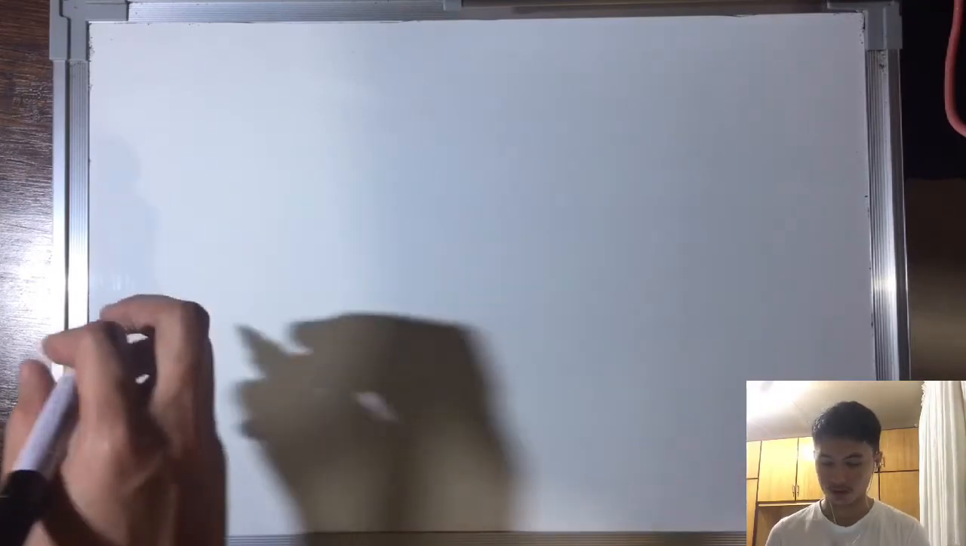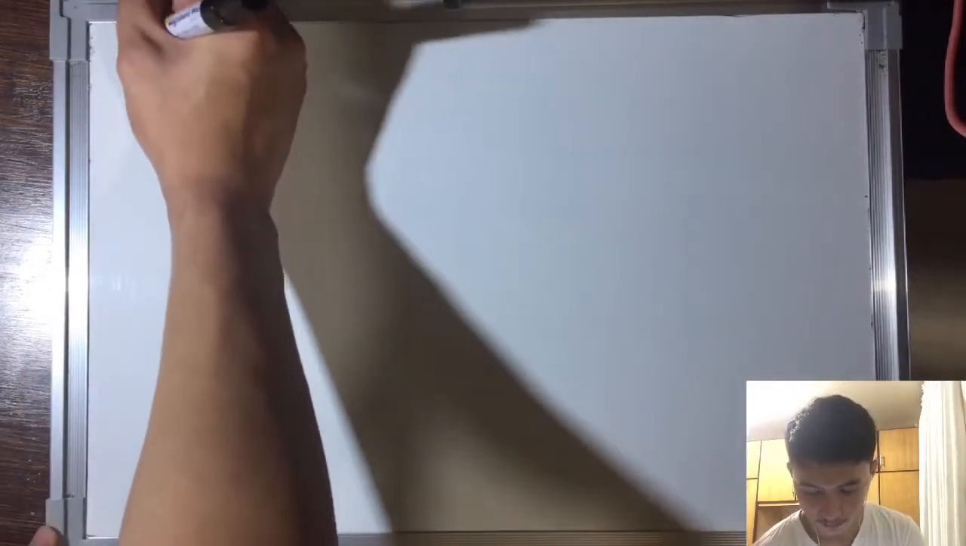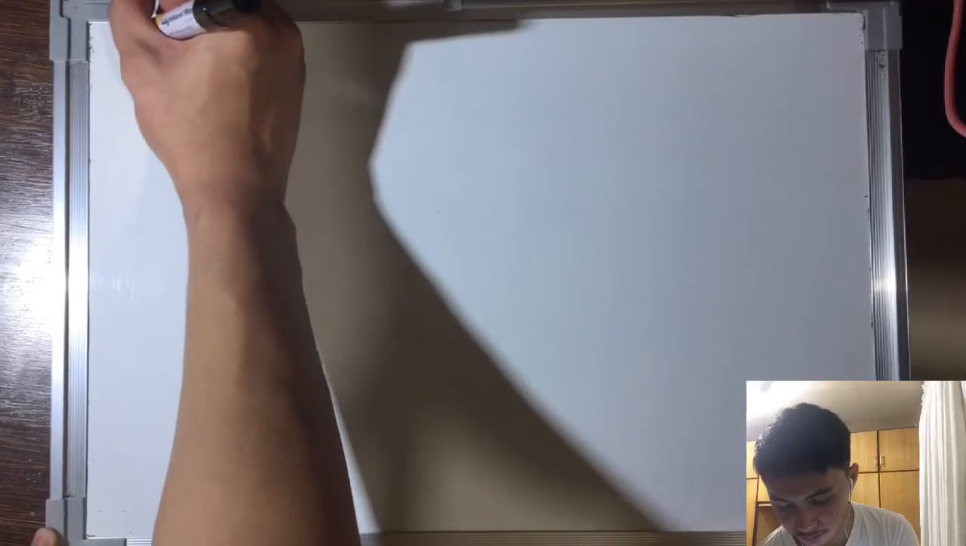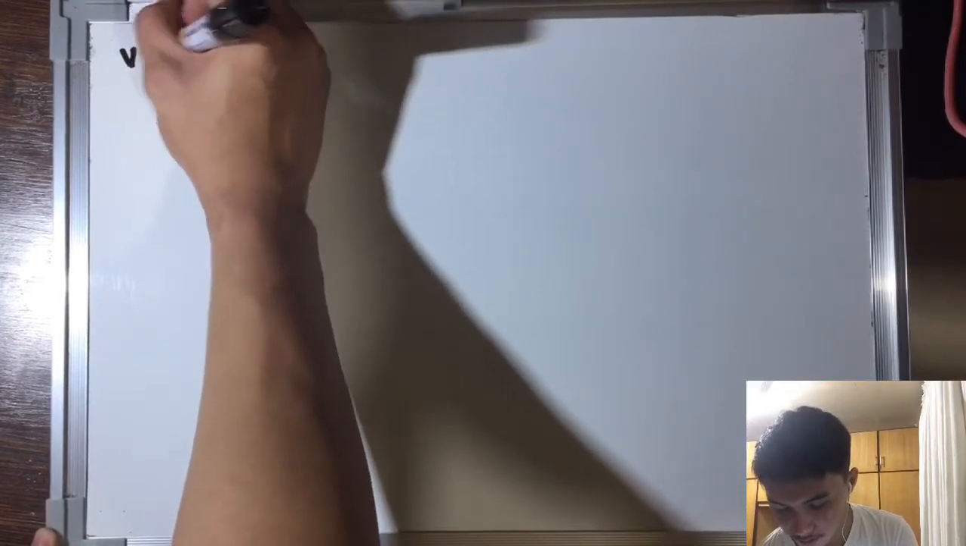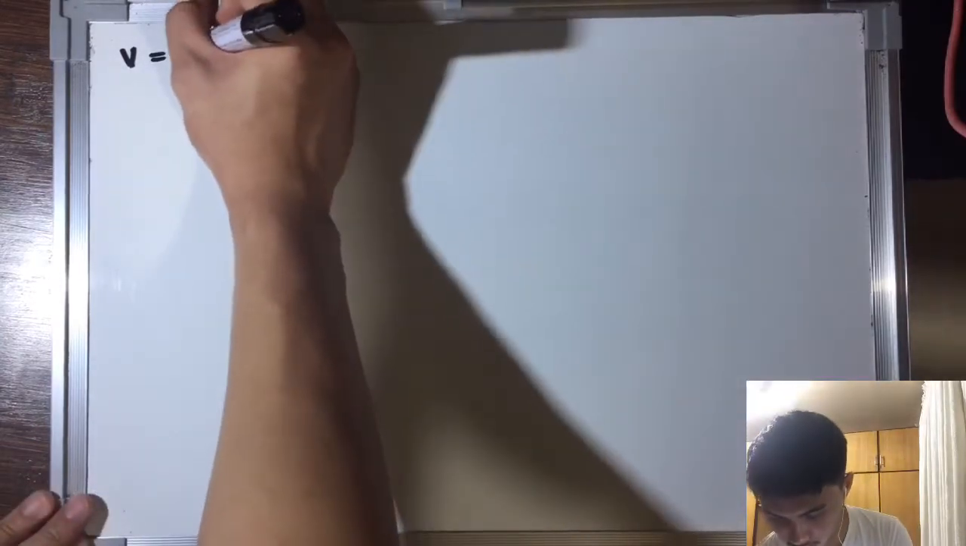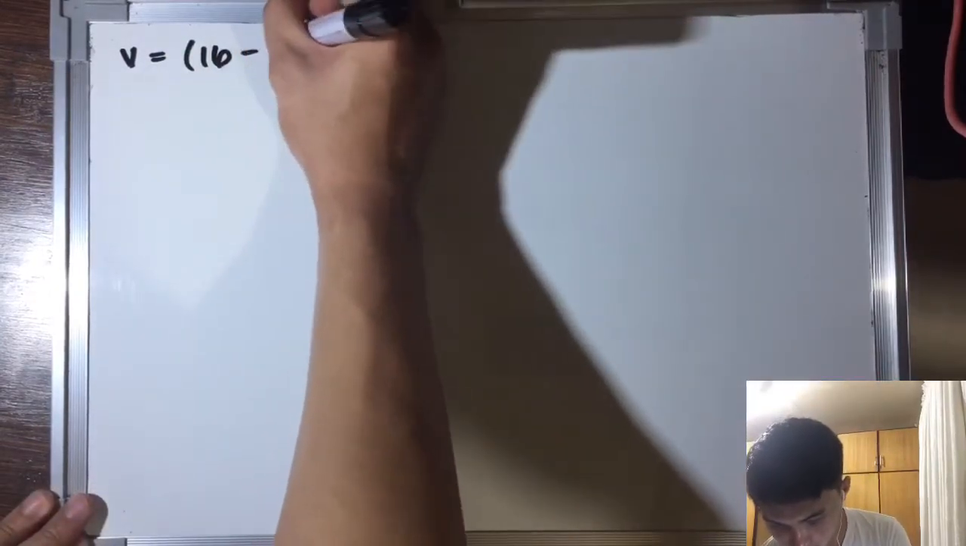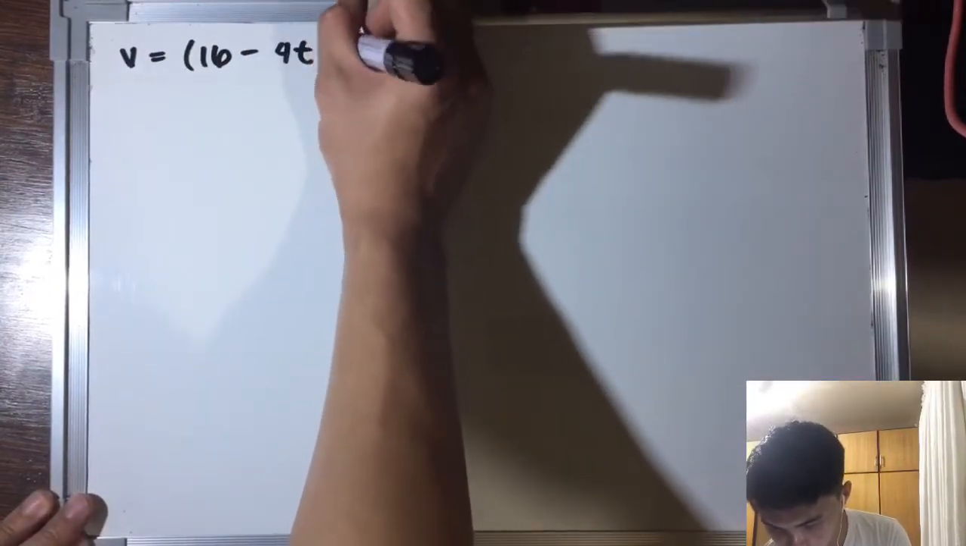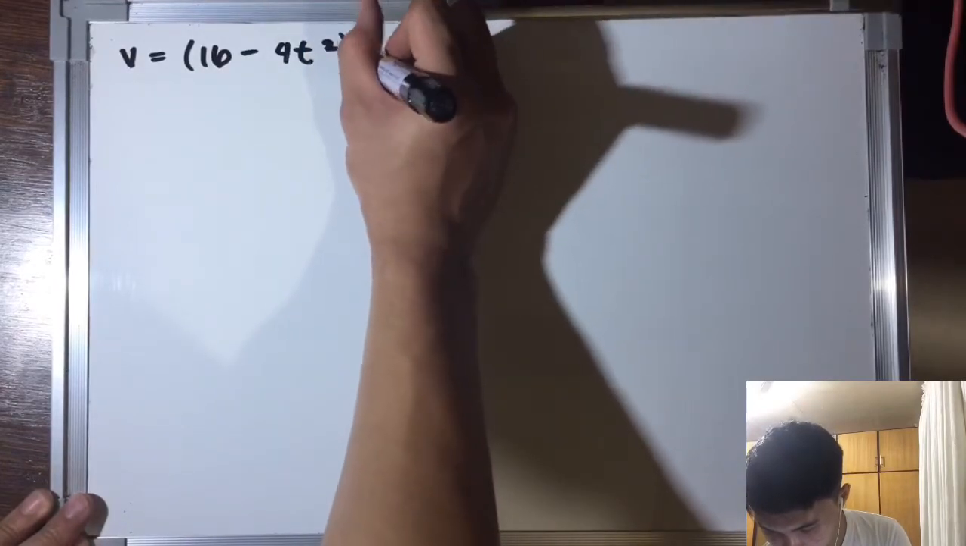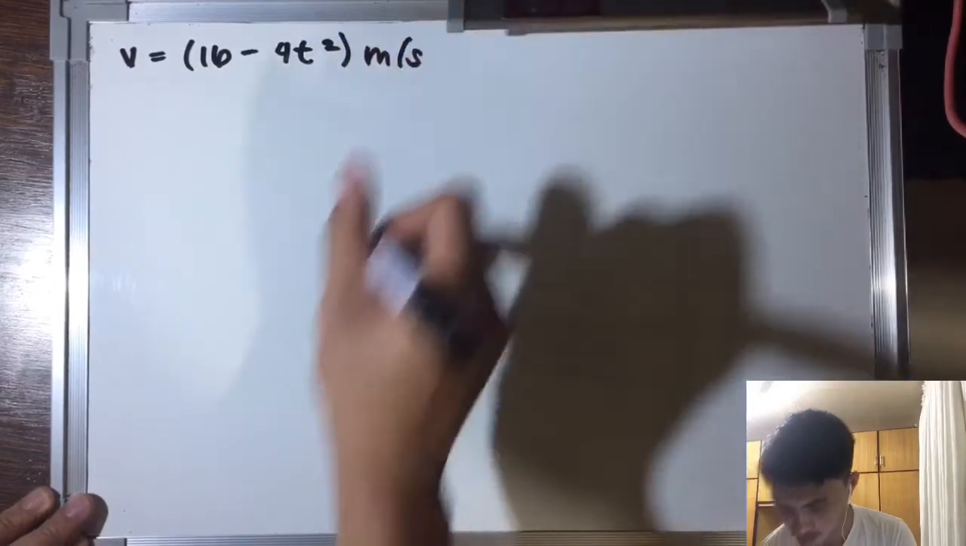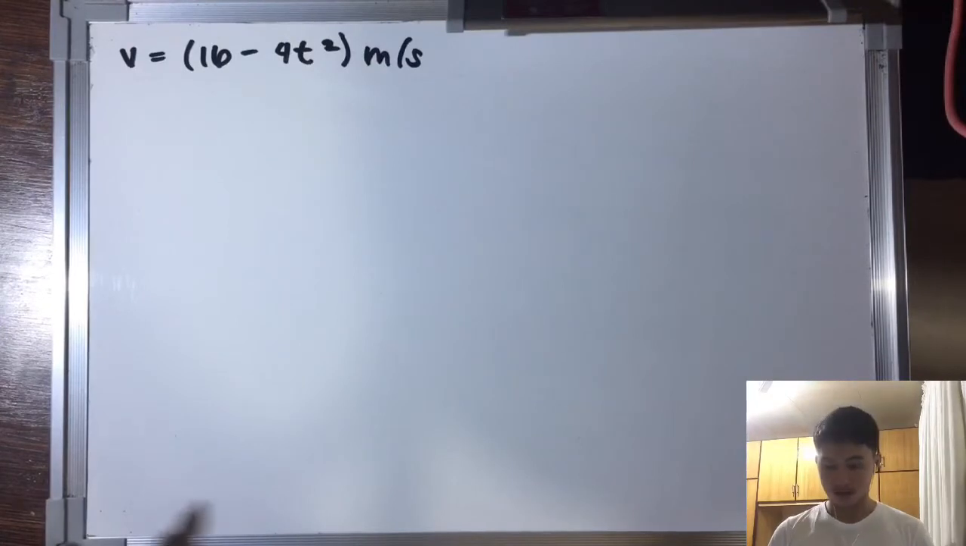So, medyo mahaba-haba. Like the previous questions, the first thing that we're going to do is list the given values. One given value is the velocity, 16 minus 4t squared, that is in meters per second.